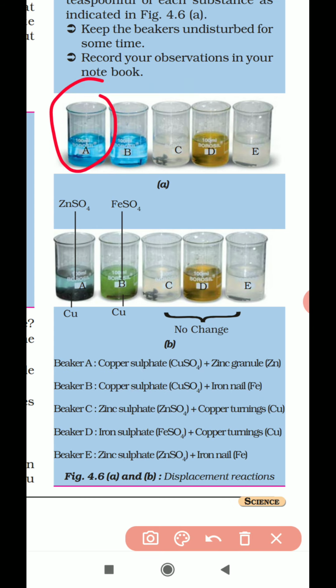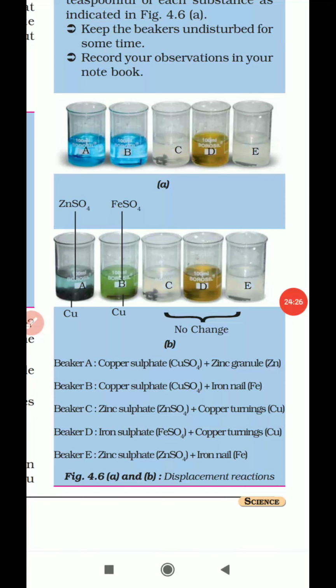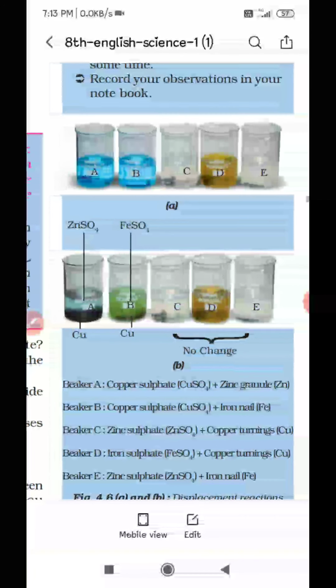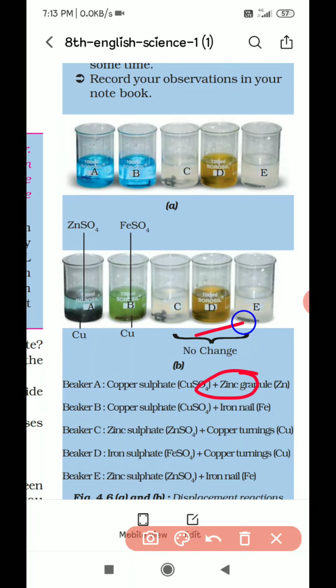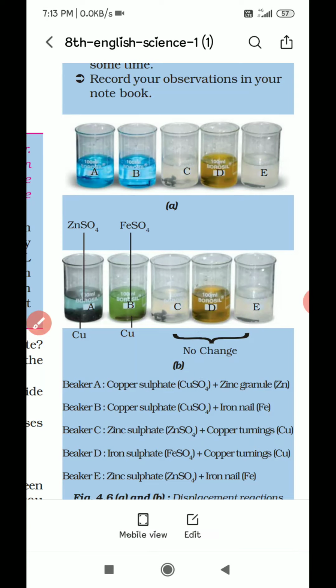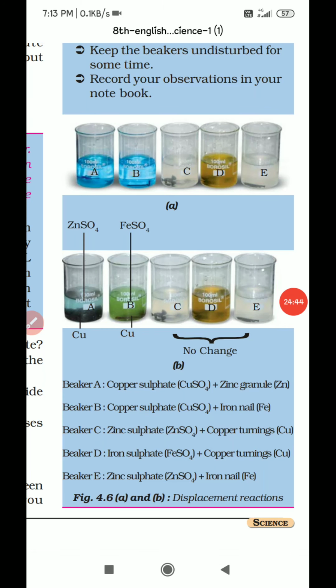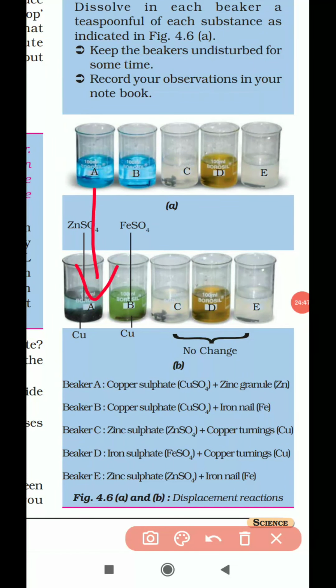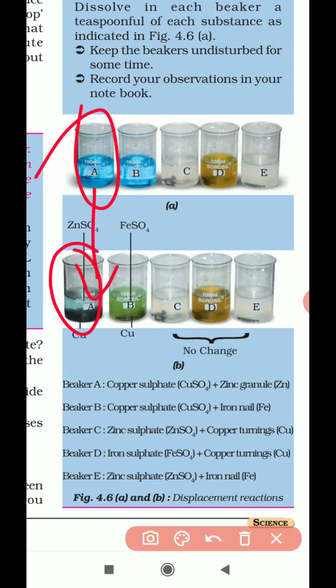In beaker A, I am going to take copper sulfate solution. The chemical formula of copper sulfate is CuSO4. The color of copper sulfate is blue. So for this blue copper sulfate, if I add a metal called zinc, zinc is a metal, Zn is the chemical symbol. If I add zinc to this copper sulfate solution, the solution turns into this color. The blue color of the solution has turned to this color. Why has the color changed?